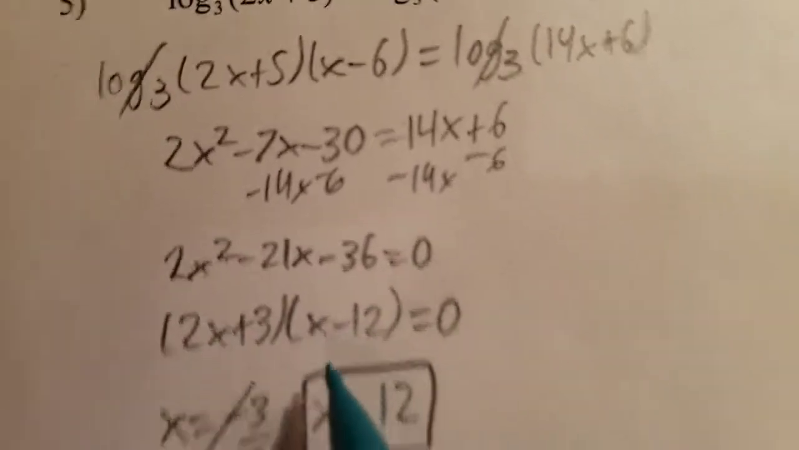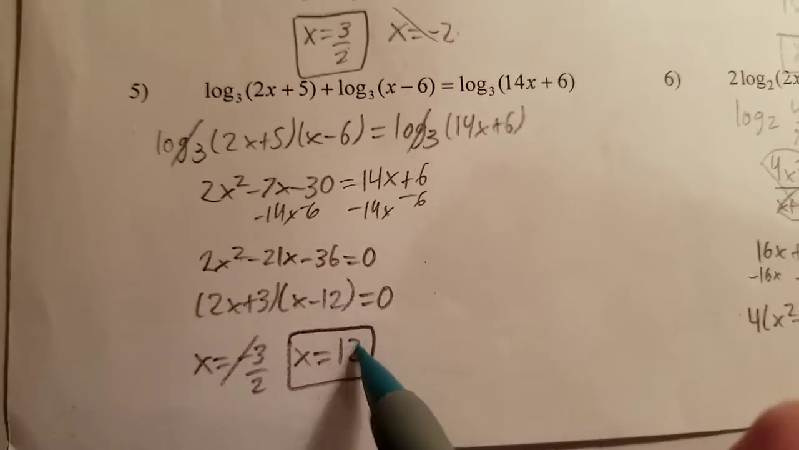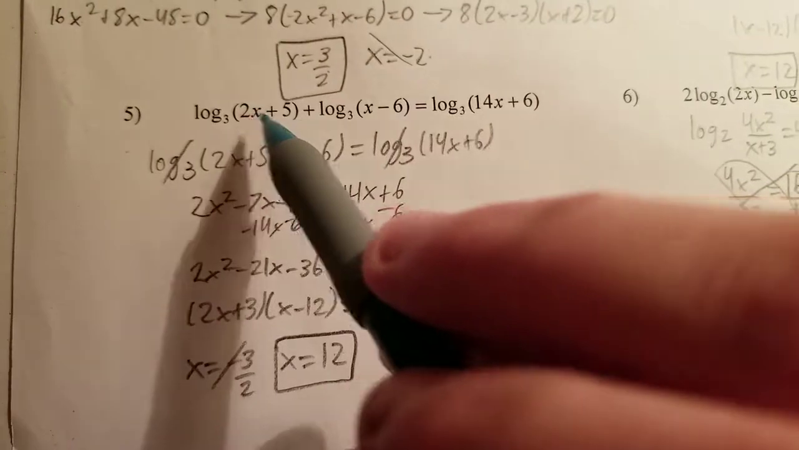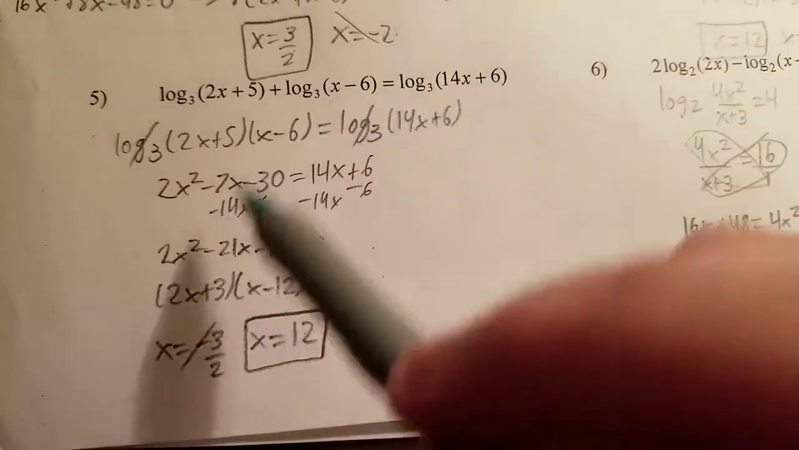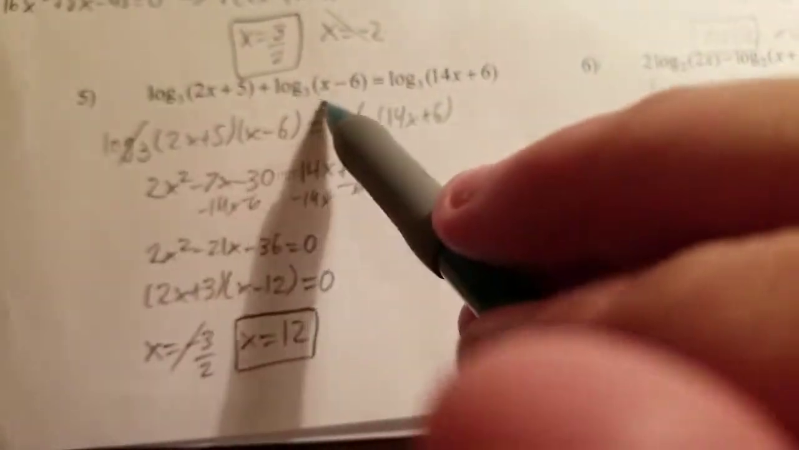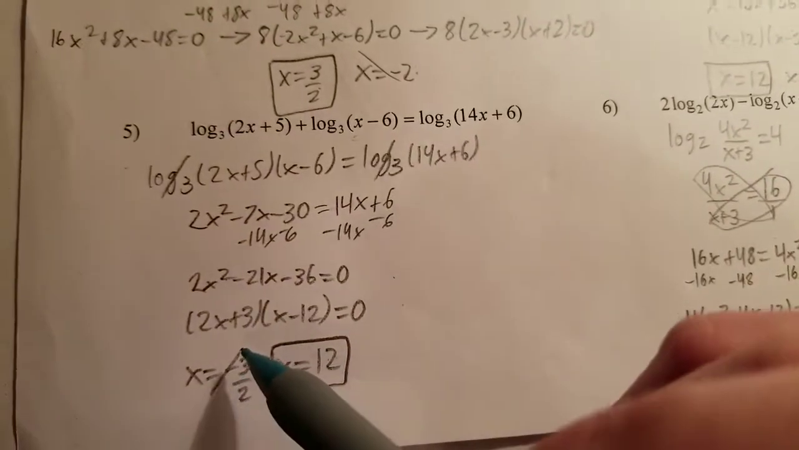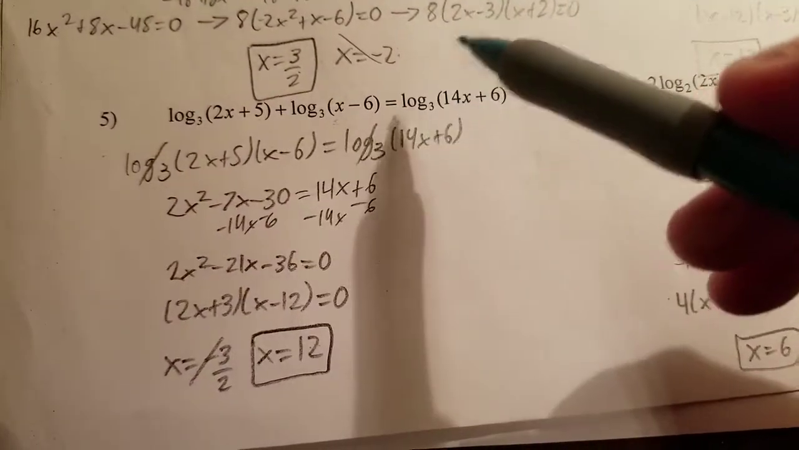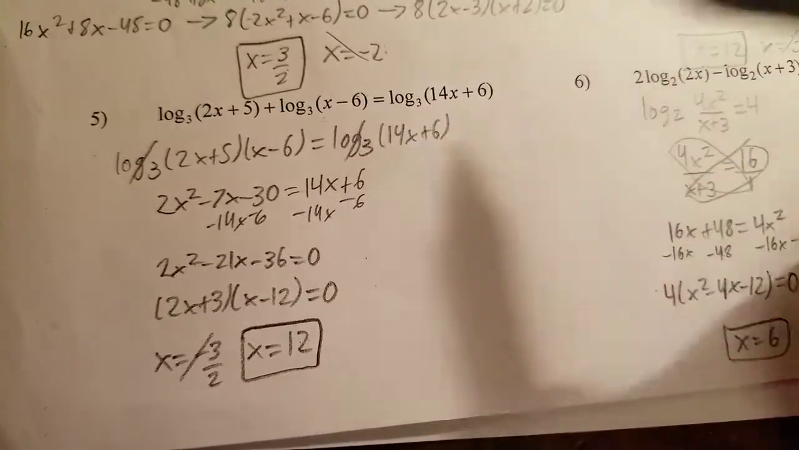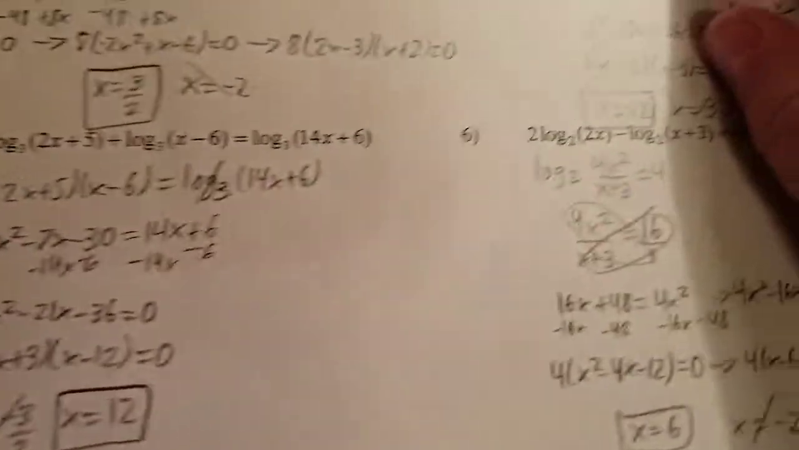And then you factor. And then this is the only one that makes, when you plug it back into x, that's the only one that makes all these not negative or 0. Negative 3 over 2, that makes this negative, so you can't have that.